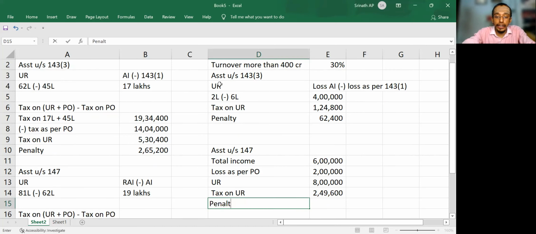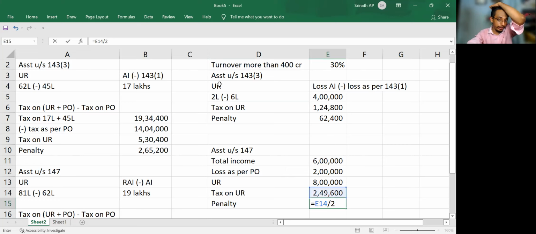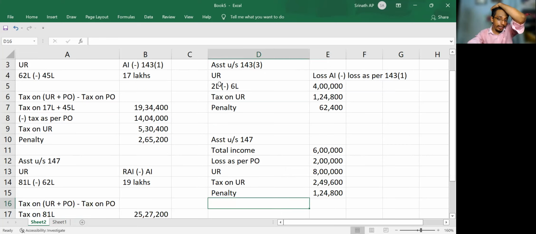Now, penalty would be equal to 2,49,600 divided by 2, which gives you 1,24,800.